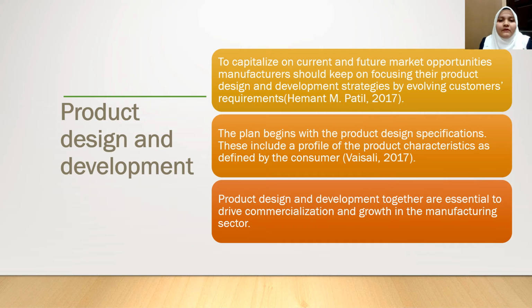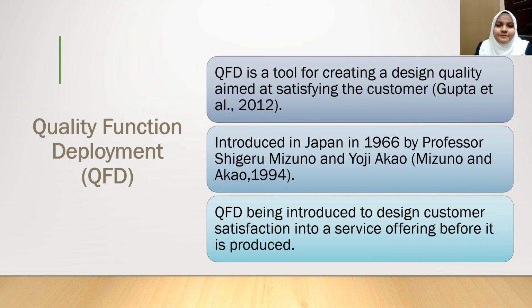This is the product design and development, which is to capitalize on current and future market opportunities. Manufacturers should keep focusing their product design and development strategies on evolving customer requirements. The plan begins with the product design specification. This includes a profile of the product characteristics as defined by the consumer. Product design and development together are essential to drive commercialization and growth in the manufacturing sector.